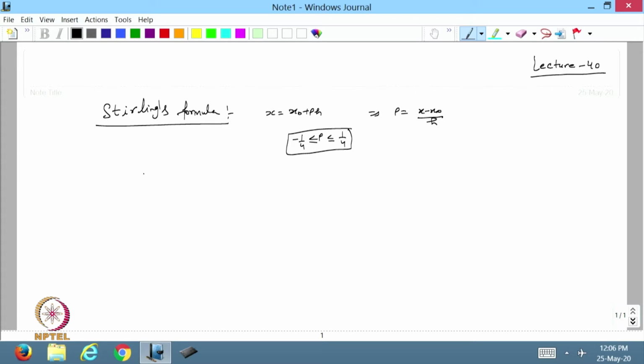And we also know the shift operator. I want to find the relation between E, that my delta can be written as E to the half minus E to the minus half. So, this we already know. Now, I give you directly what the Stirling formula is.